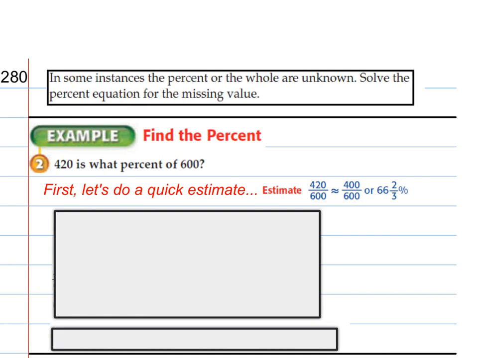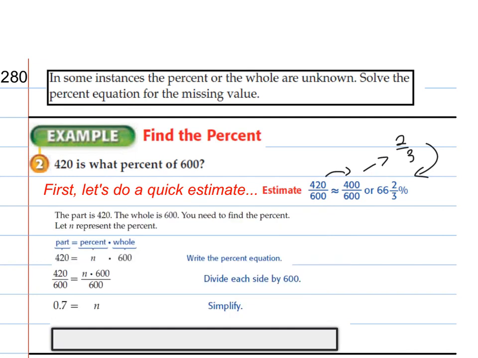First, we're going to do a quick estimate. We know that 420 is really close to 400, and 600 stays 600. We know that 400 over 600 can be simplified to 2/3, which is 66 and 2/3%. So my estimate is that our percent is going to be really close to 66 and 2/3%. Let's find out for sure.